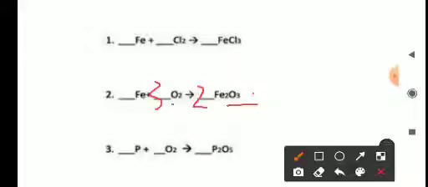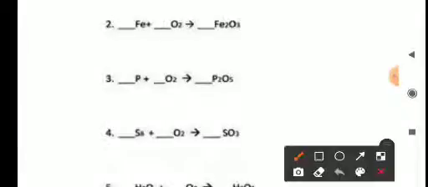Now the number of oxygen atoms is balanced, but the number of iron atoms is not. There is Fe2 into 2, so total Fe is 4. So you have to add 4 before Fe. It becomes 4Fe plus 3O2 gives 2Fe2O3.